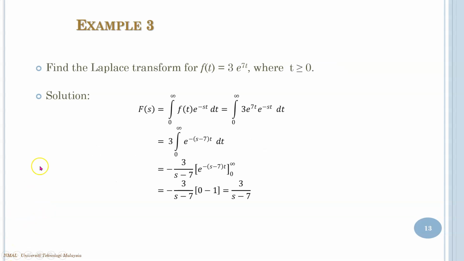Okay, another example, you need to find the Laplace transform for f(t) equal to 3 e to the power 7t where t is bigger than 0.